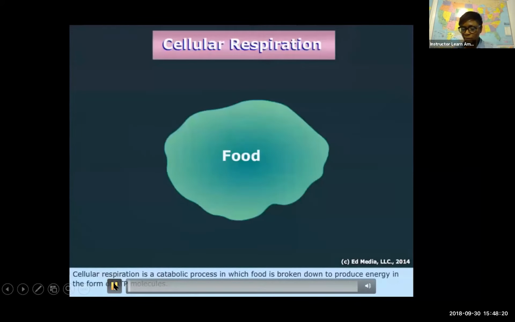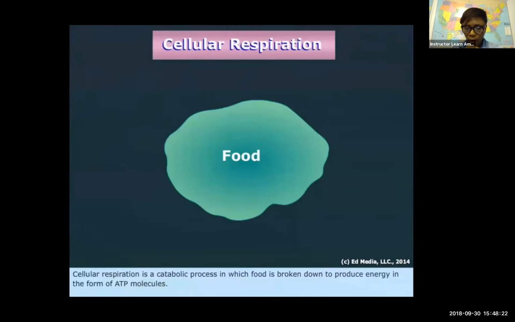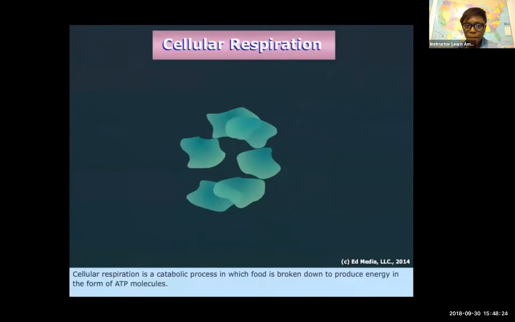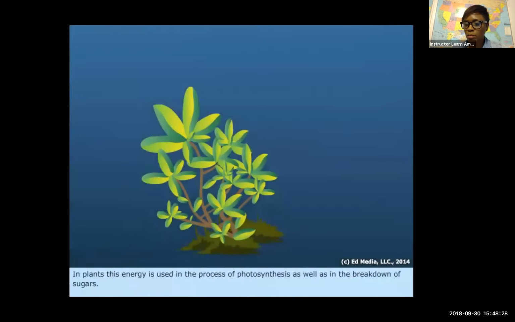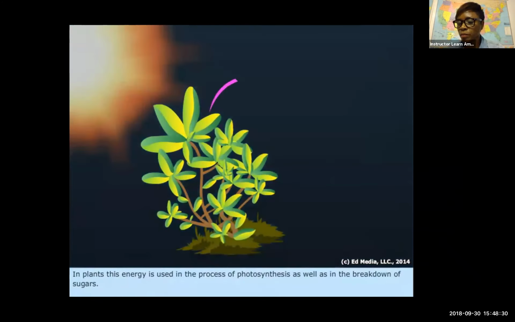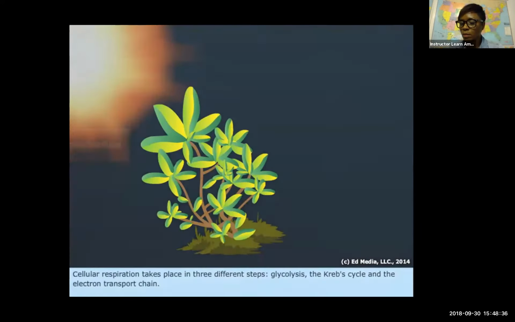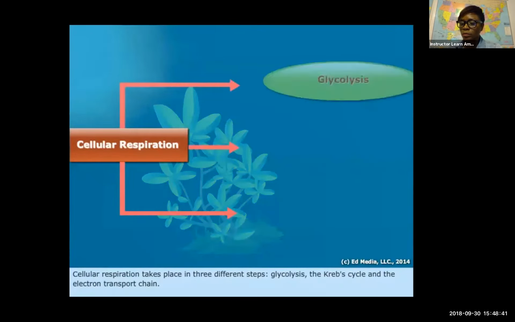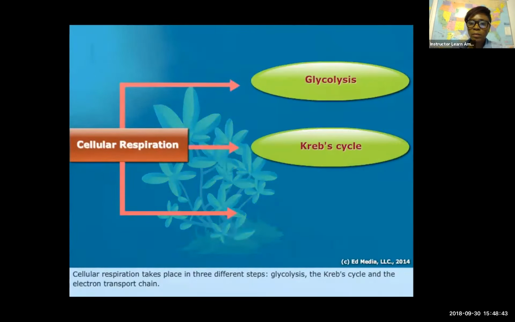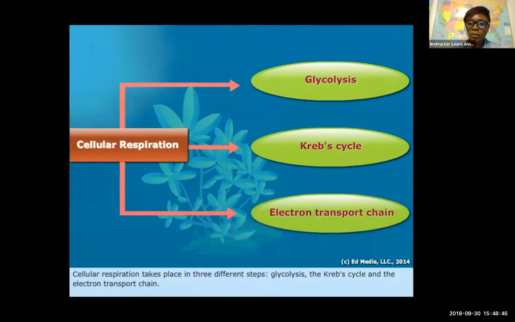Cellular respiration is a catabolic process in which food is broken down to produce energy in the form of ATP molecules. In plants, this energy is used in the process of photosynthesis as well as in the breakdown of sugars. Cellular respiration takes place in 3 different steps: glycolysis, the Krebs cycle, and the electron transport chain.